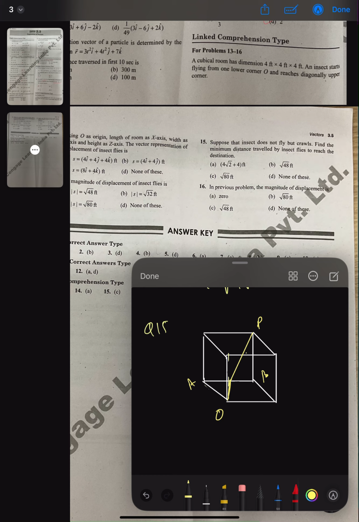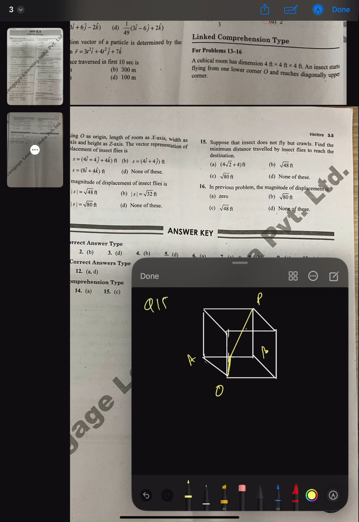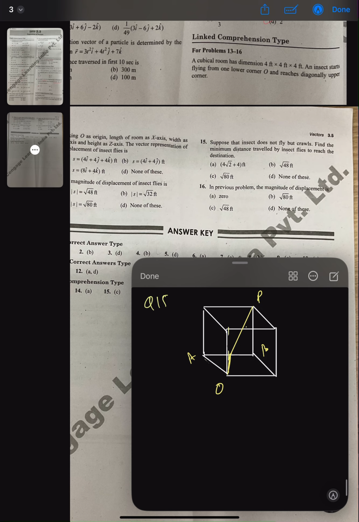So let's calculate the distance. Again, there is no sure short formula to find the minimum distance. You have to find it by thinking only, considering what possible distances you can calculate. So let's calculate the distance from O to the midpoint of AB. OA is 4 feet, and the midpoint, let's say AM, will be 2.